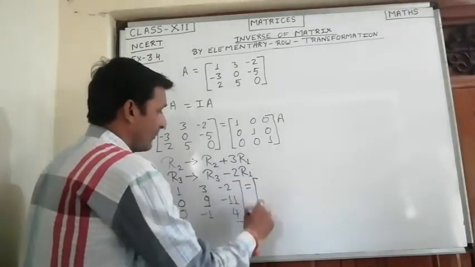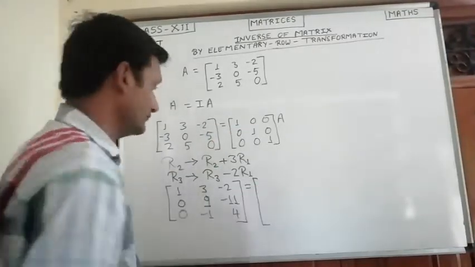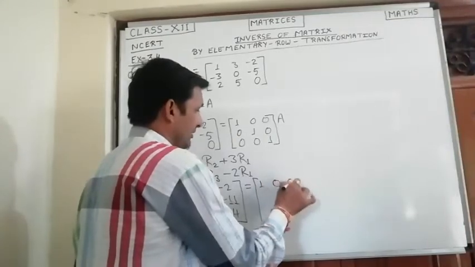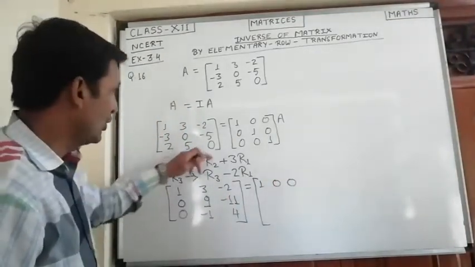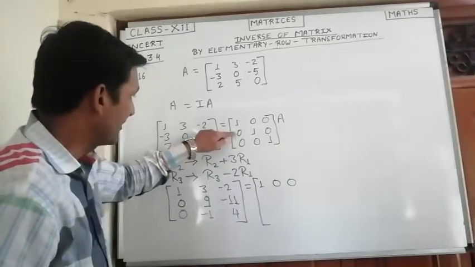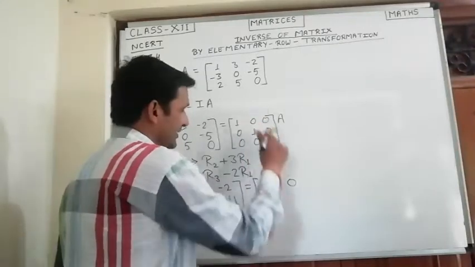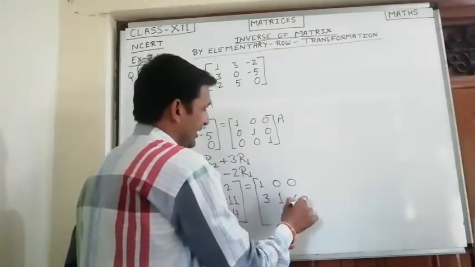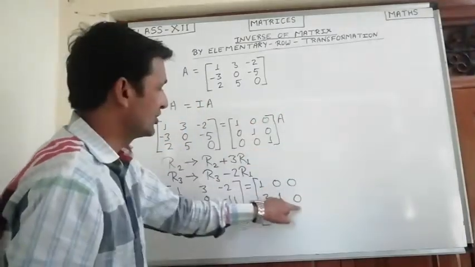Now the properties which were applied here, we have to apply here also. In the first row no property will be applicable because here it is not written. In the second row, R2 plus 3R1 means 0 plus 3 ones are 3. Now 1 plus 3 into 0, that is 0 only, that's why it is 1 only, and here both the elements are 0, so 0 plus 3 into 0 is 0 only.